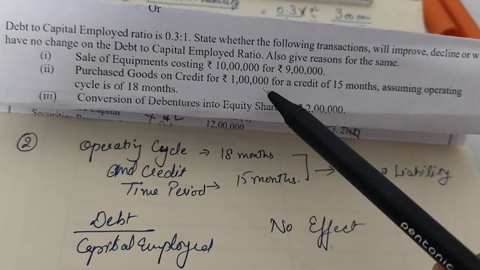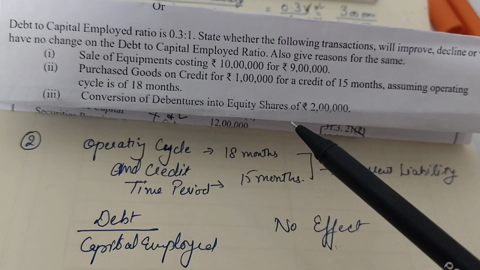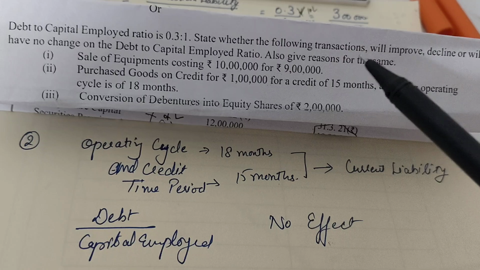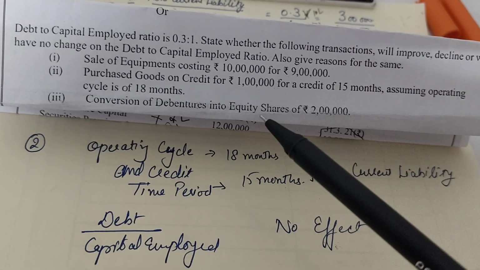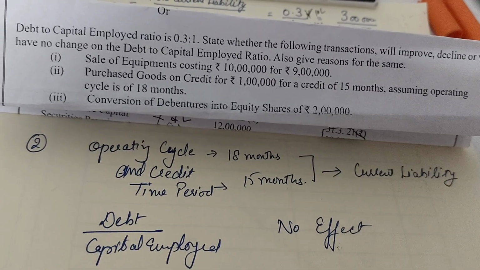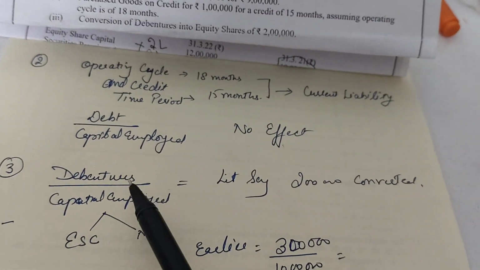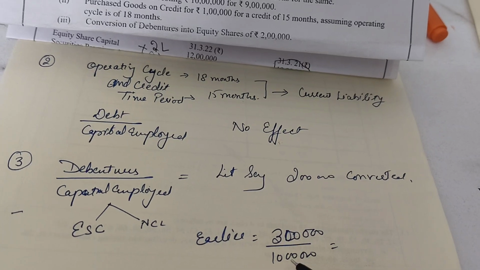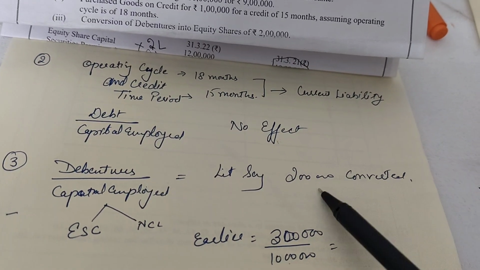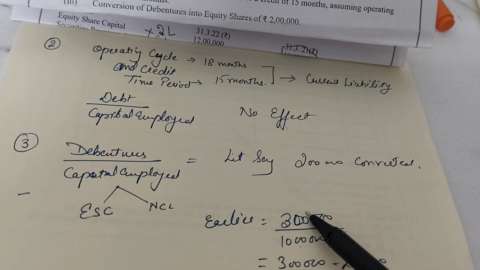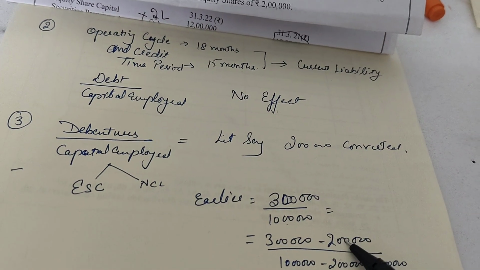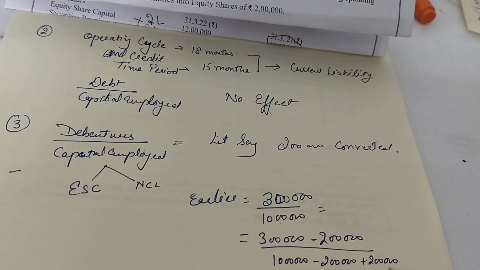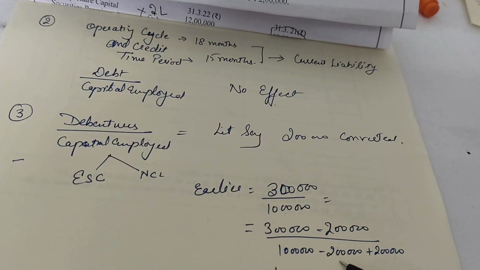The last point is conversion of debentures into equity shares of 2 lakh. Now debentures mean your debt will get reduced by 2 lakh and equity share capital will increase by rupees 2 lakh. So let's see this point. As we take our ratio to be 3 lakh upon 10 lakh originally, if 2 lakh is converted, your debt will reduce by 2 lakh. At the same time, your equity share capital will increase by 2 lakh.